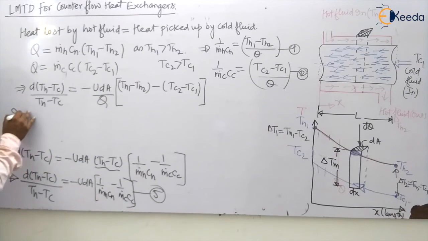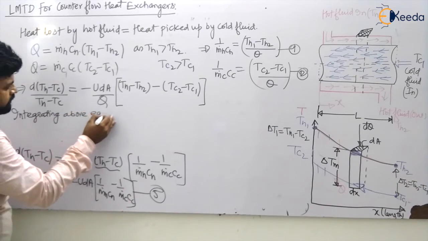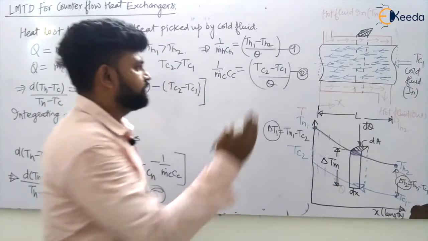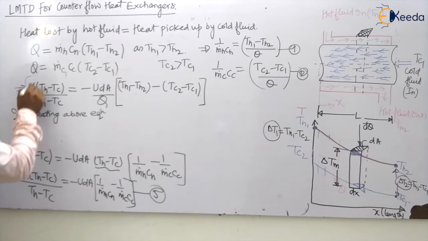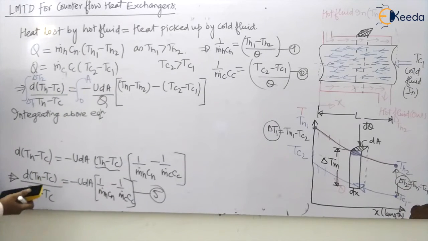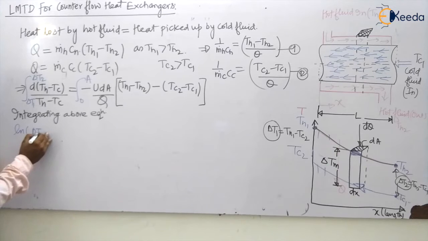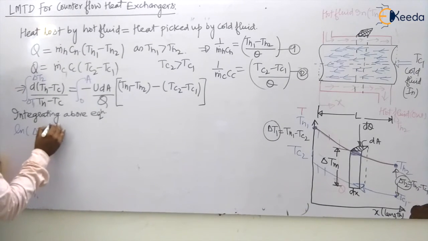So let us integrate this equation. Integrating the above equation, I have to take the temperature difference from delta T1 to delta T2, and the area will be from 0 to A. So I will have delta T1 to delta T2, and from 0 to A. What I get is ln of delta T, where delta T is Th minus Tc, from delta T1 to delta T2.